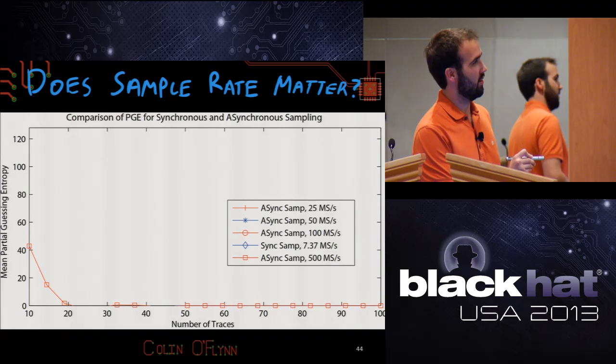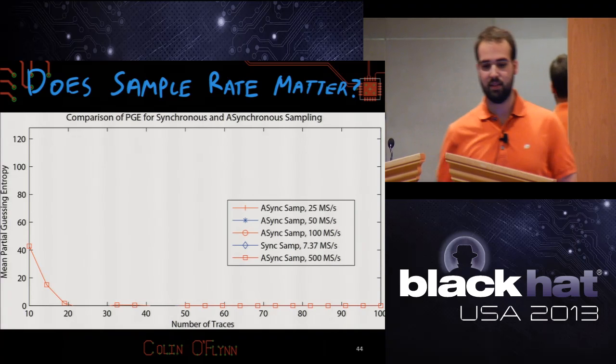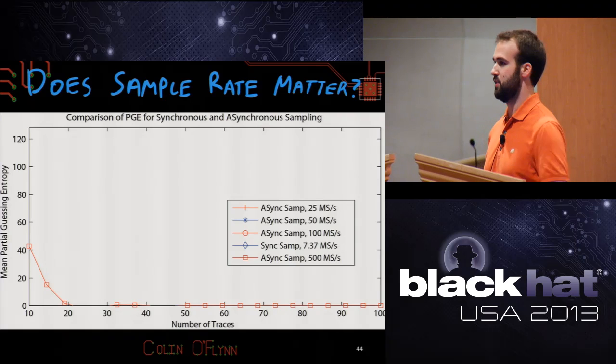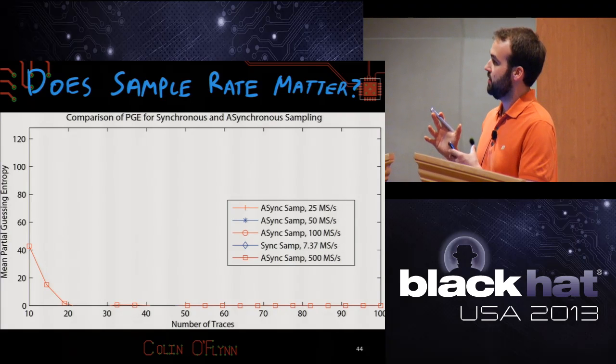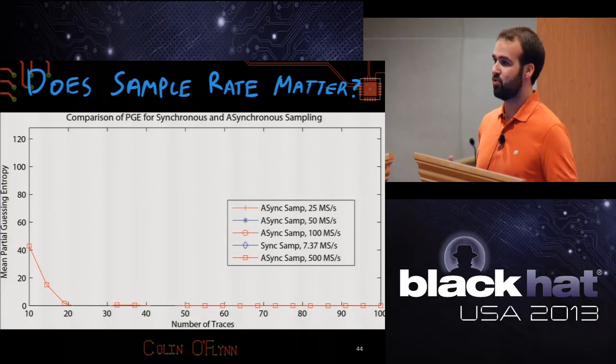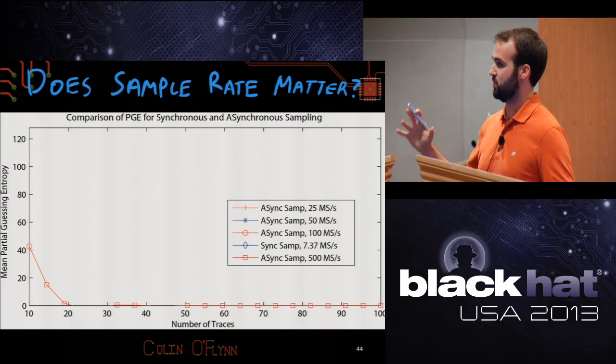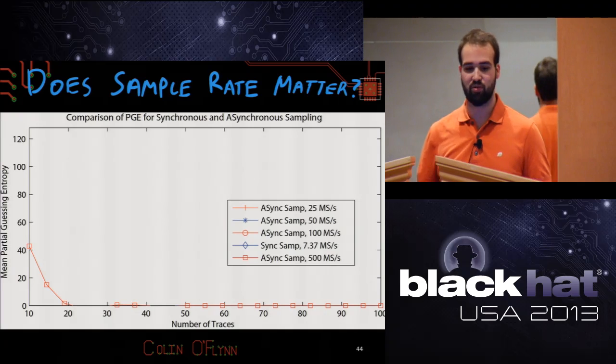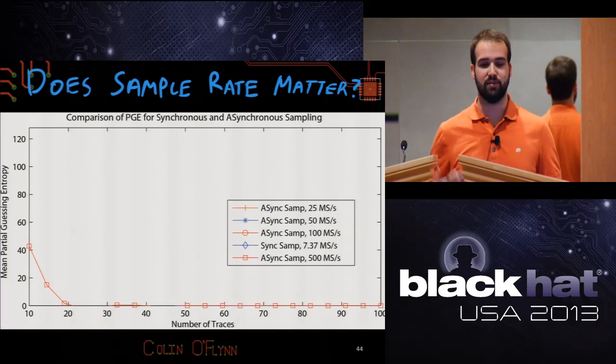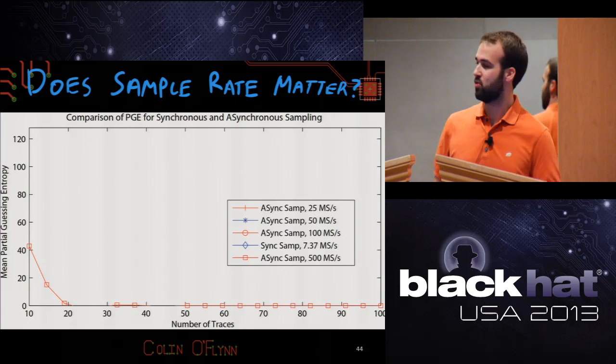What I'm showing you here on the y-axis is the partial guessing entropy, which is to say the final result. Did I get the right answer or not? When the entropy goes to 0, that means I know with certainty this was the correct answer. When the entropy is high, I need to do a lot of guessing to figure out the right answer still. So an entropy of 0 is good.